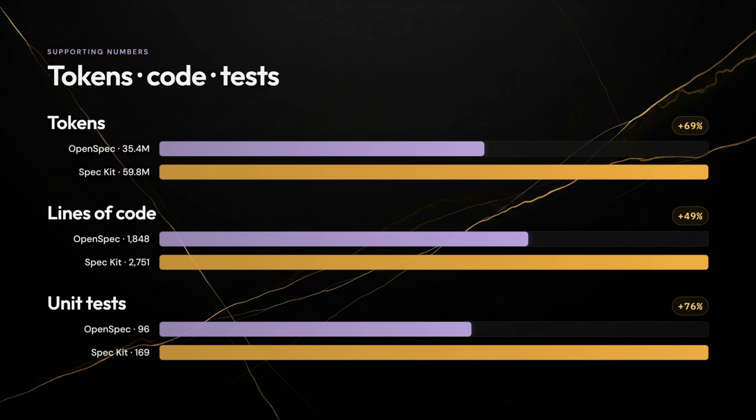Total tokens through CC usage came out to 35.4 million on OpenSpec and 59.8 million on SpecKit, about 69% more. Code volume goes the same way. OpenSpec landed at around 1,844 lines with 96 unit tests. SpecKit at around 2,751 lines and 189 unit tests.